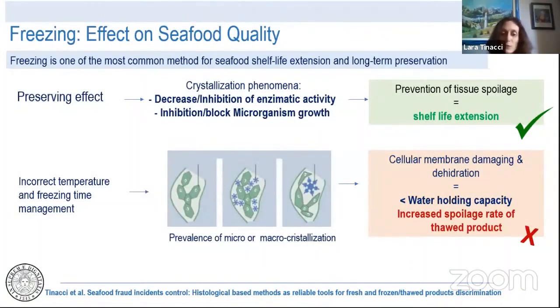Freezing is one of the most common methods for seafood's shelf life extension and long-term preserving in the fish industry. The preservative effect is expressed by the subtraction of water through the phenomenon of crystallization. During the process, depending on the freezing speed and temperature, the formation of intra and extracellular micro and macro crystals can cause significant microstructural changes, affecting the water holding capacity and increasing the spoilage rate of the thawed product.